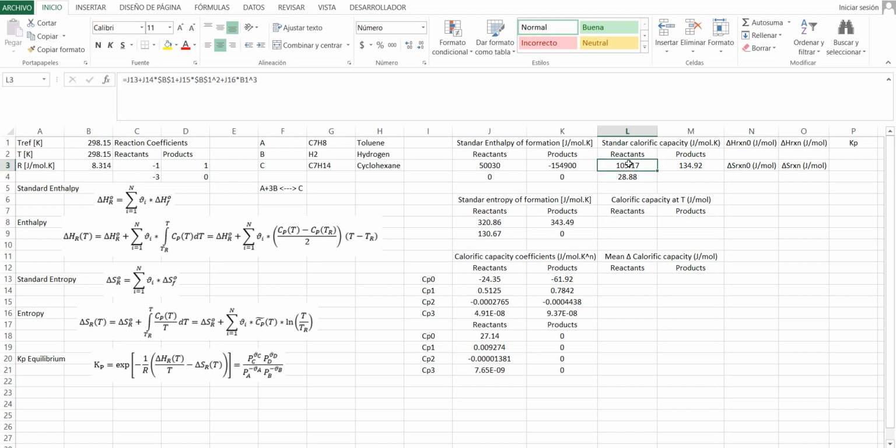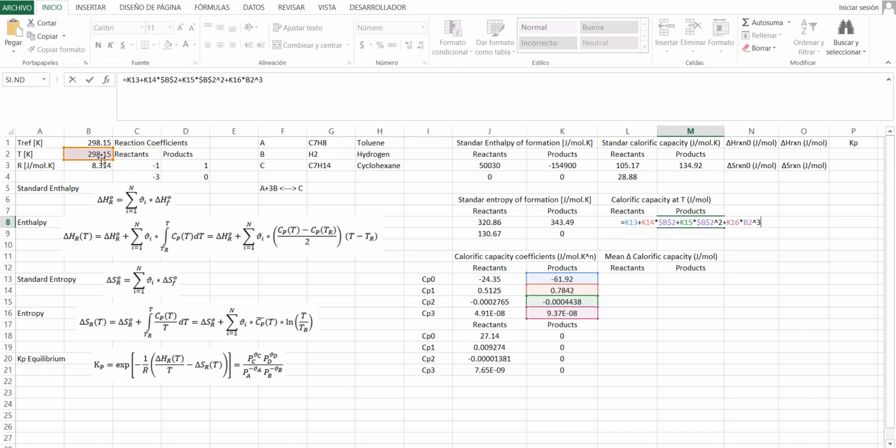So yes, let's just copy and paste it so we can save some time. But the only thing that is going to change is the temperature at which it's evaluated. It's not going to be at the reference one, but at a temperature that we decide. Okay, so that's nice. We do the same for the cyclohexane.